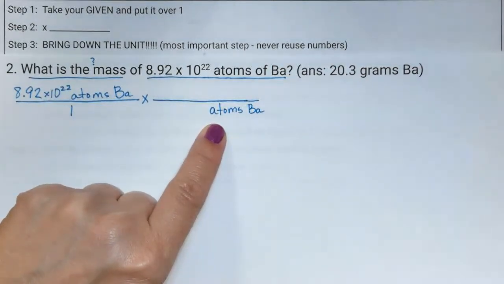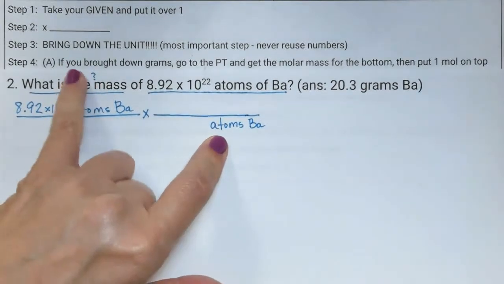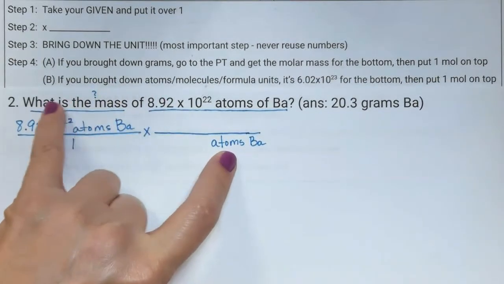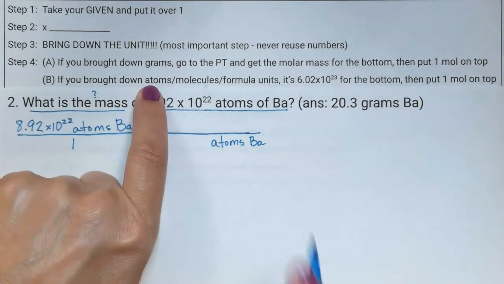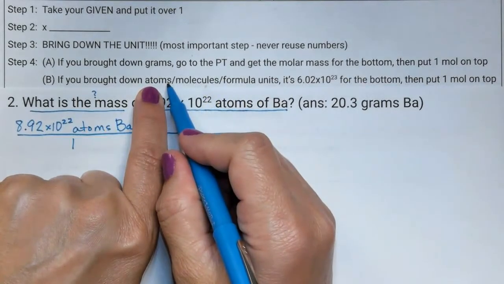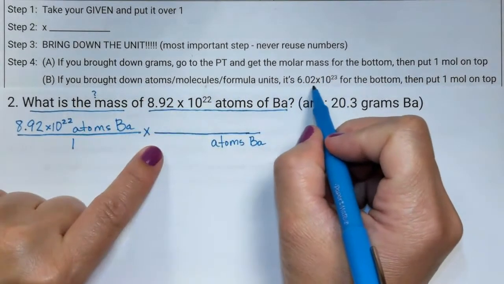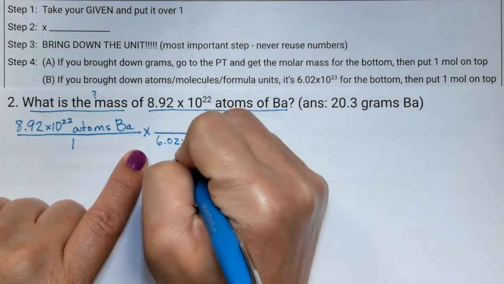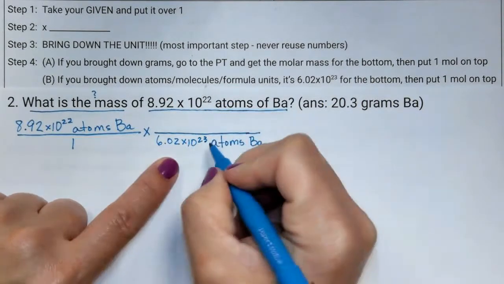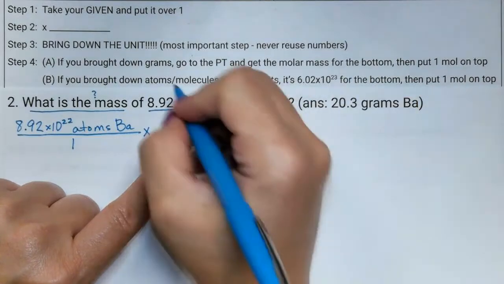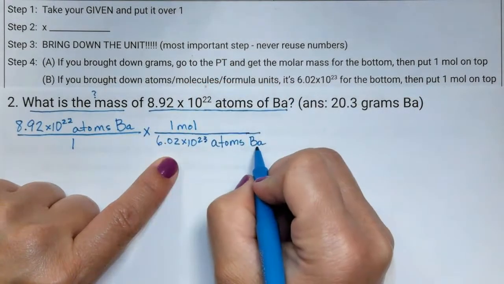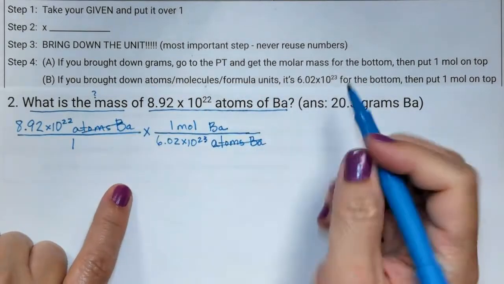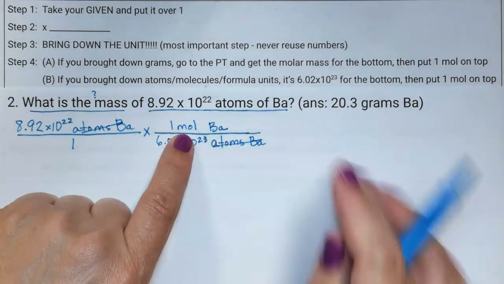Okay, step 3 is accomplished. Step 4, if you brought down grams, I did not. I brought down atoms. So let's keep looking. If you brought down atoms, molecules, or formula units, we brought down atoms, then it's going to be 6.02 times 10 to the 23rd for the bottom, and then put 1 mole on top. 1 mole, and this is of barium. Notice that my atoms of barium have canceled. I now have moles here at the top.